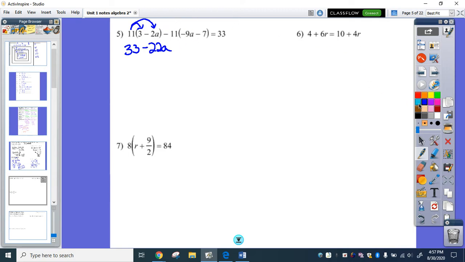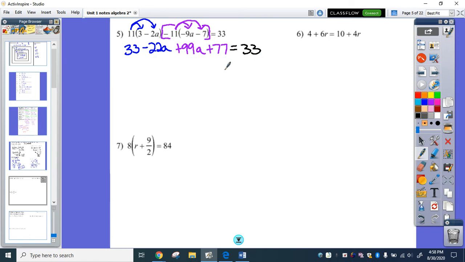Now, the thing I want you to remember here is that when we go to distribute this, I want you to treat this whole thing as its own separate little equation and treat that like a negative 11. It'll save you a lot of trouble in the long run. So if we distribute the negative 11, times negative 9a would be a positive 99a. And negative 11 times negative 7 would get me a positive 77. And then we would bring down what's on the other side of our equal sign, equals 33.